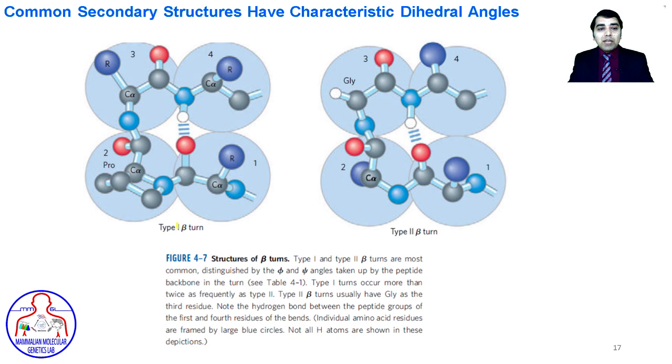So there are two types of turns in the beta sheets. One is type 1 beta turn and the other one is type 2 beta turn. In type 1 beta turn, proline is present somewhere here and the type 2 beta turn contains glycine somewhere here. In nature, type 1 beta turns are predominantly found as compared to type 2 beta turns.